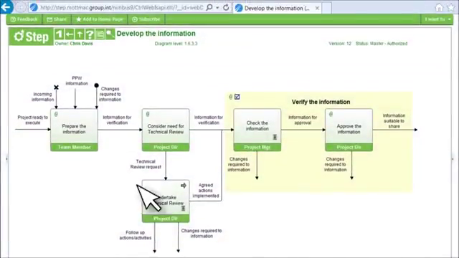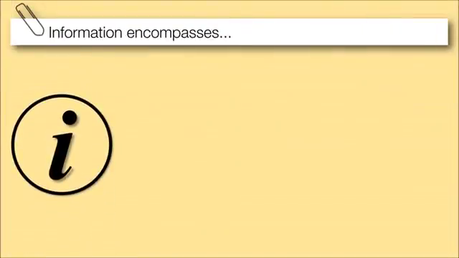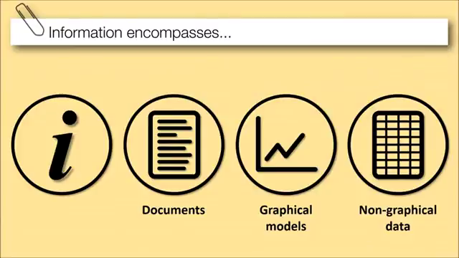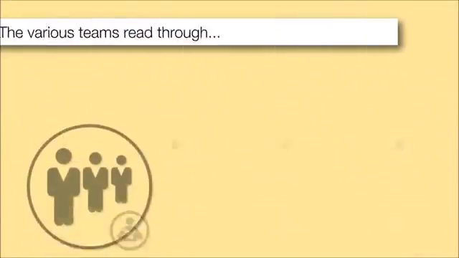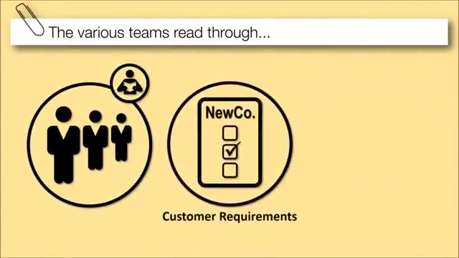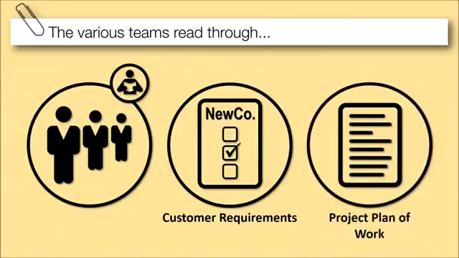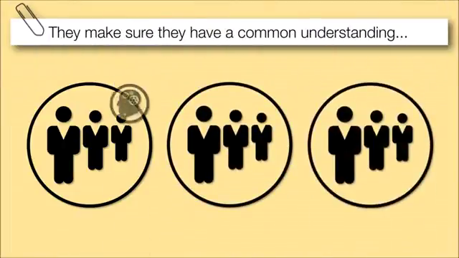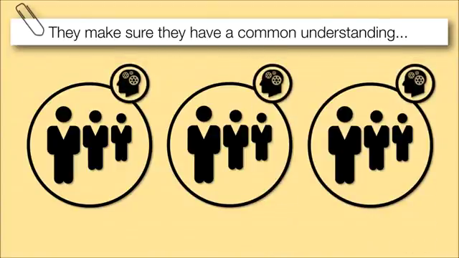The first step in the develop stage is to prepare the information. Information encompasses documents, graphical models and non-graphical data. The various teams read through the project management plans and the project plan of work before developing their respective information. They make sure they have a common understanding of their responsibilities.